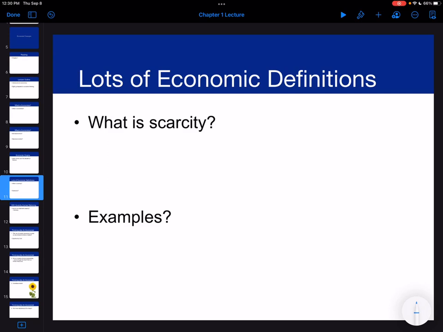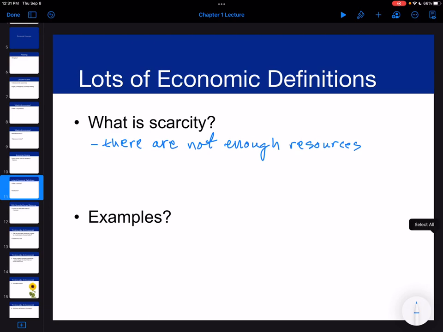Okay. So in my definition of economics, I talked about scarcity. So what is scarcity? Scarcity is a big fundamental piece of economics. Scarcity simply means there's not enough to go around. You can't have everything you want at once. So scarcity means there are not enough resources, right? Stuff, goods, whatever you want to call it.